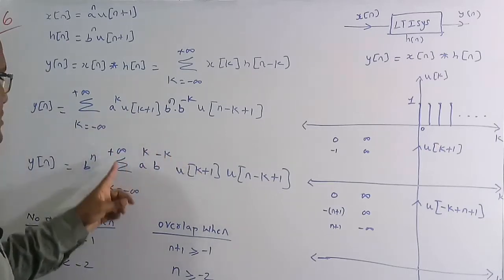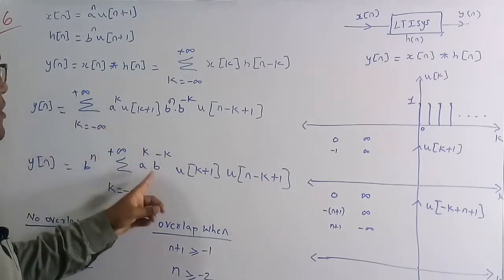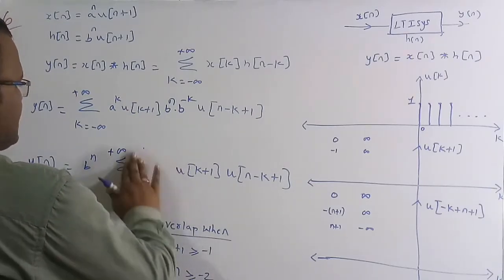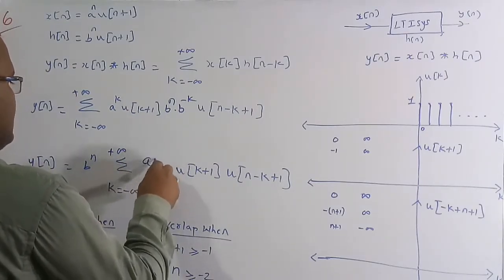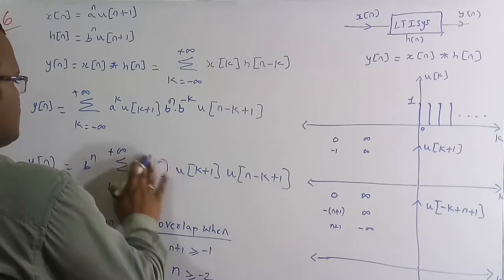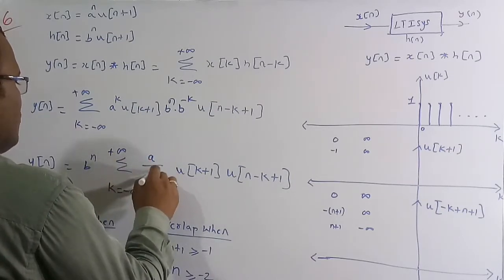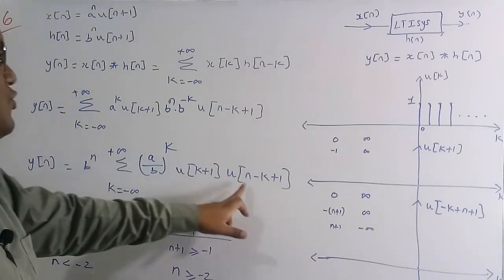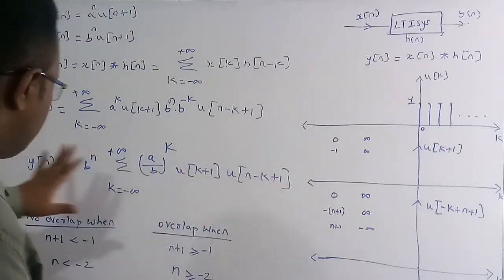Everything else stays the same: the sum over k from minus infinity to plus infinity of a to the power of k, b to the power of minus k. We can write a to the power of k into b to the power of minus k as a by b, whole to the power of k. Therefore we have u of k plus 1 into u of n minus k plus 1. So this is the equation.